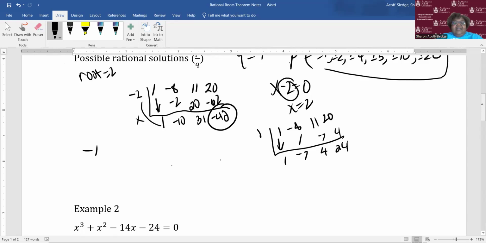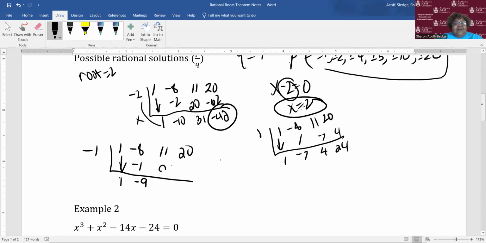Let's try -1. And I told you wrong. So let's do this one. So let's try -1. So this is 1 times -1. We add these together. We got -9. -9 times -1 is +9. This is 20. 20 times -1 is -20. And that's 0. So one of my solutions is x plus 1, because I said that backwards right here.